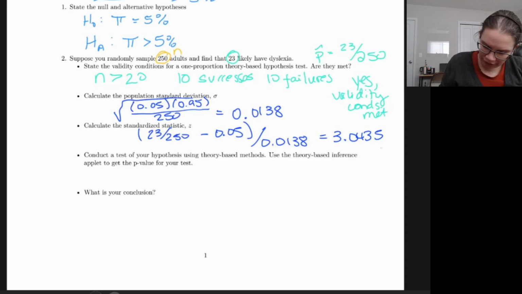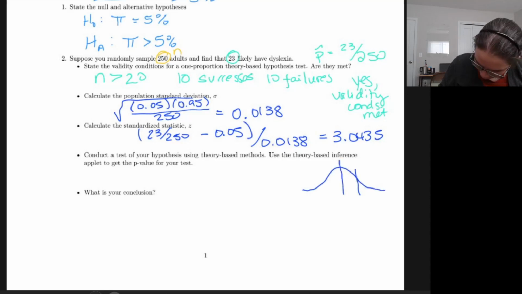So we've got pretty decent evidence that the prevalence of dyslexia in the adult population is not 0.05. The way I'm thinking about this is, here's my normal distribution, 0, 1, 2, 3 standard deviations. We're somewhere way out here, and we have a pretty small p-value corresponding to the area under that curve.